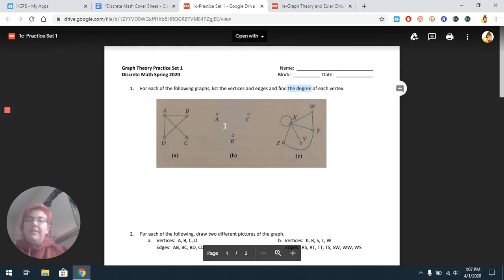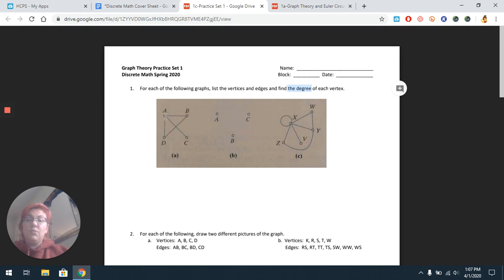Well, that means I look and say, how many edges connect to one point? So if I look at A, 1, 2, 3, A has a degree of 3. What about A here? Well, nothing. So A has a degree of 0. Let's look at X. Now it's every connection. So the loop does count twice. 1, 2, 3, 4, 5, 6. X has a degree of 6.